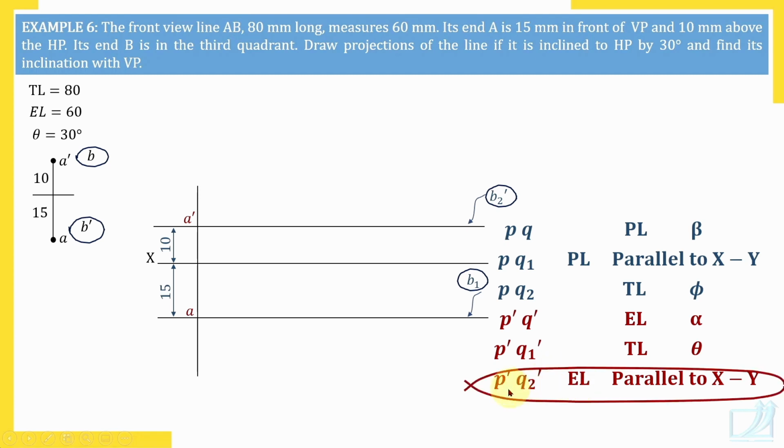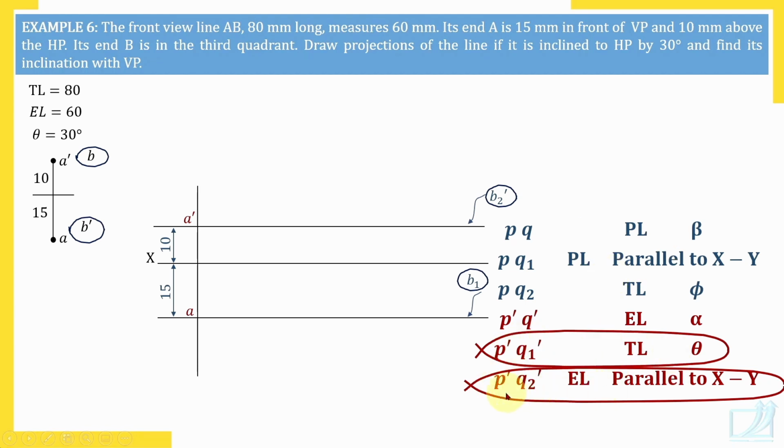We can draw P dash Q2 dash, because to draw P dash Q2 dash, only EL is required and EL is given. And then true length and theta given. Watch here, true length and theta. So we can draw P dash Q1 dash. So this is how we'll draw these 2 views. And remaining all views, for example PQ2, true length is known but phi is unknown, so we cannot draw it. So these views we will not be able to draw. The views which we will be able to draw, we should draw.